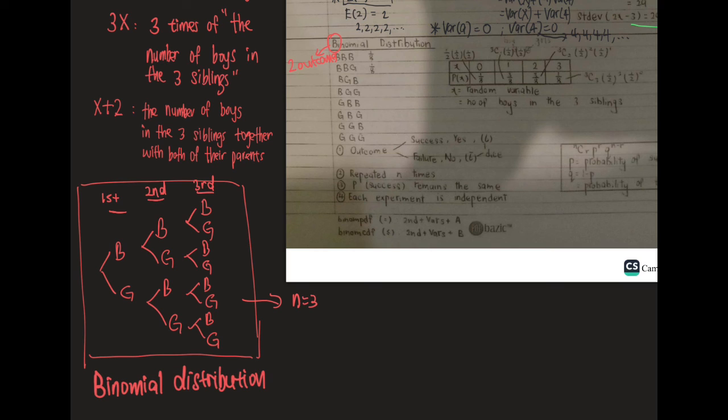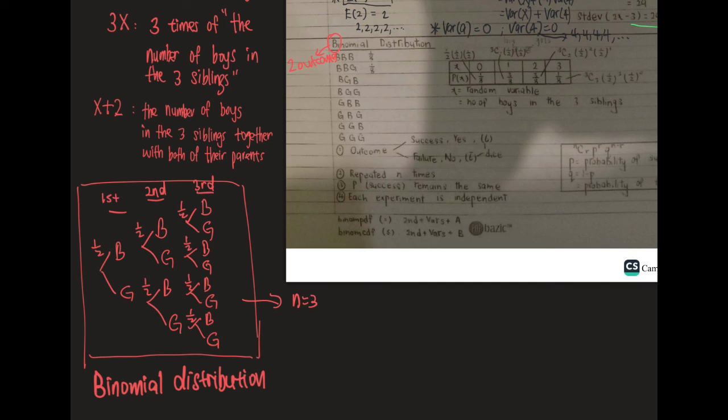Okay, so n equal to 3. The probability of success remains the same. You see, the probability to get a boy is 1/2, 1/2, 1/2. Wherever you want to get the probability of boy, it's always 1/2.